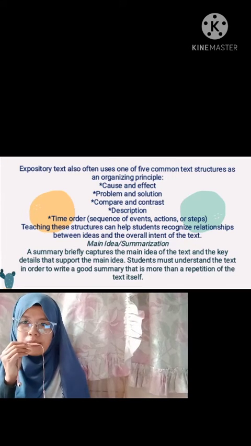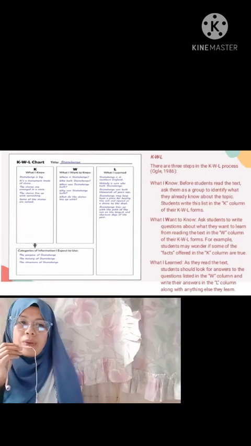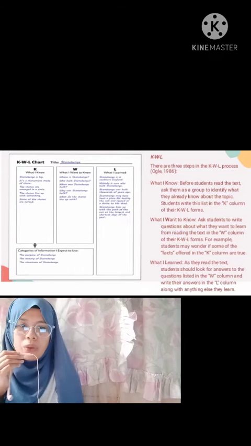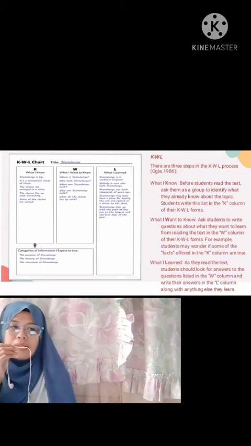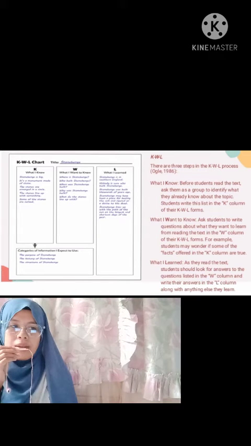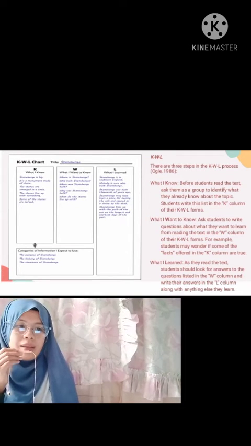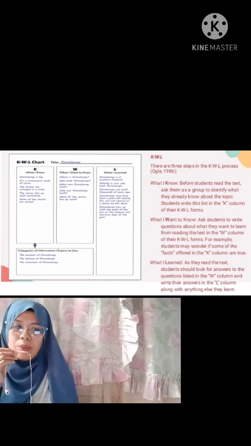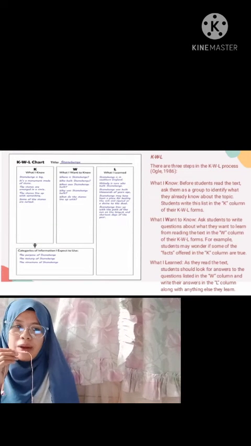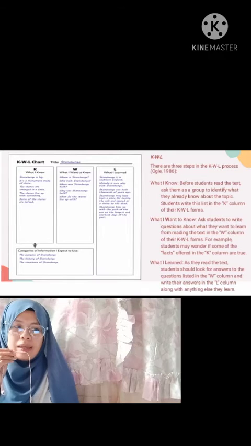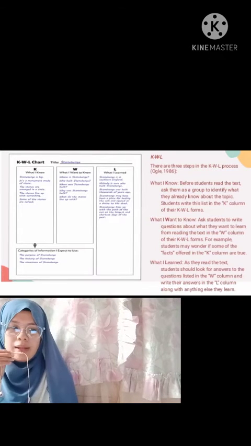Next is the KWL, which stands for what I know, what I want to know, and what I learn. There are three steps in the KWL process (Ogle, 1986). What I know. Before students read the text, ask them as a group to identify what they already know about the topics. Students write this list in the K column of their KWL forms.